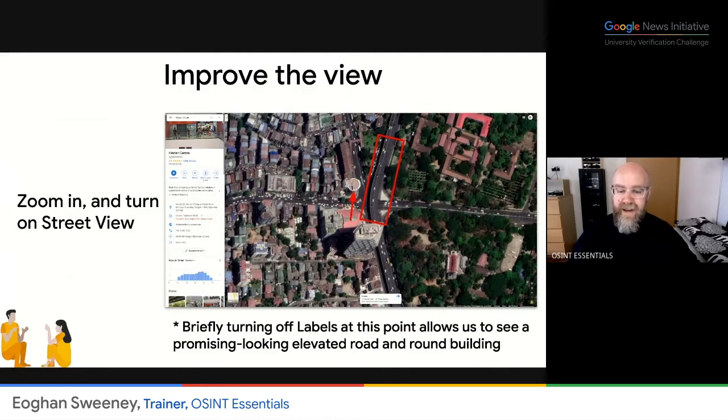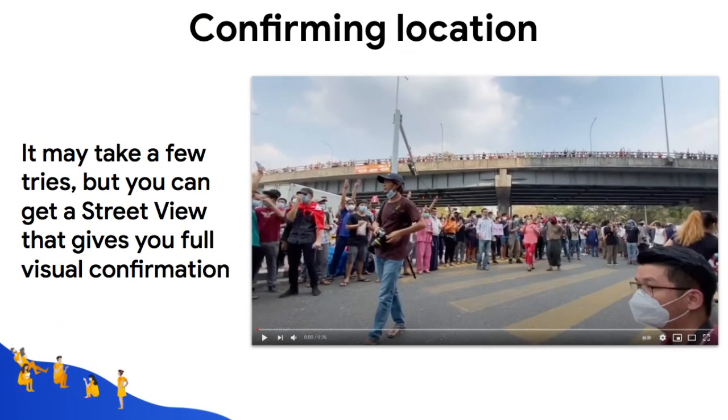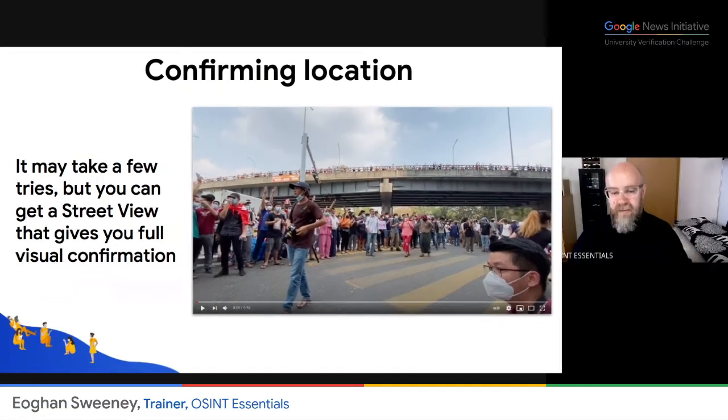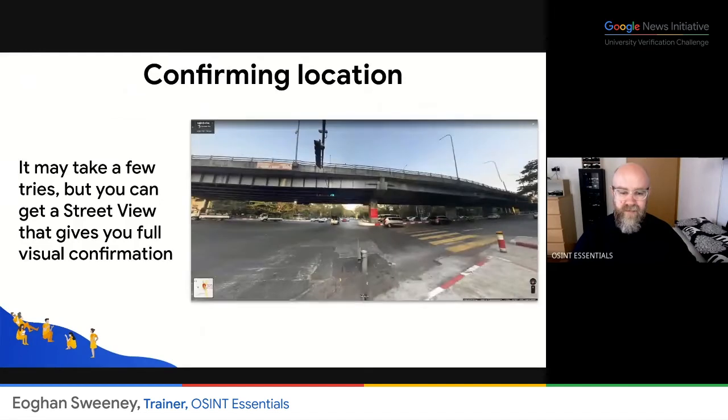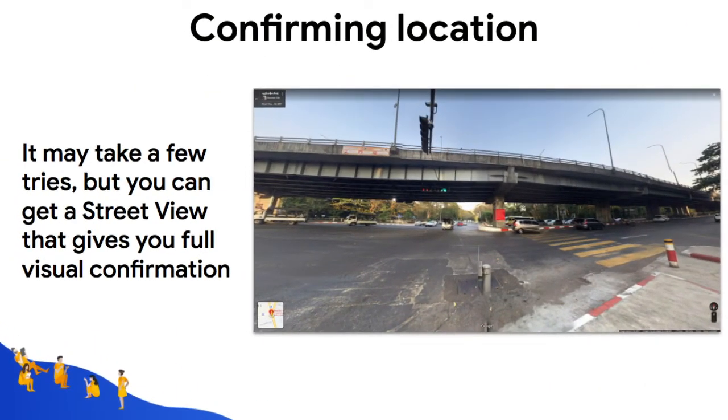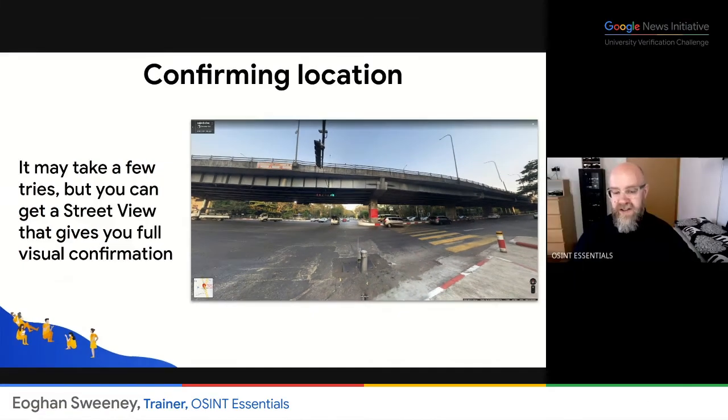If you then click in on those areas where the street view is available, you may not immediately get the right spot. It may take you a few tries when you get in there. But once you get in and start panning around in the street view, you can pick out some very good details. So here's a view of the elevated road in the video. And here's what you can get in the street view. Now, elevated roads are not uncommon, so you're going to need more than just that.